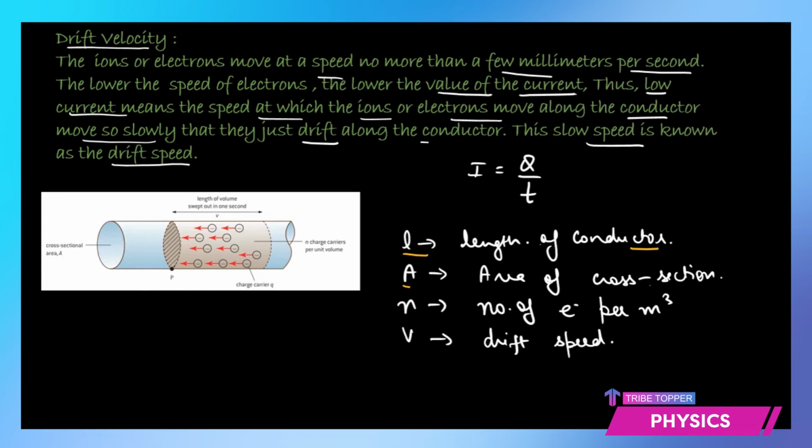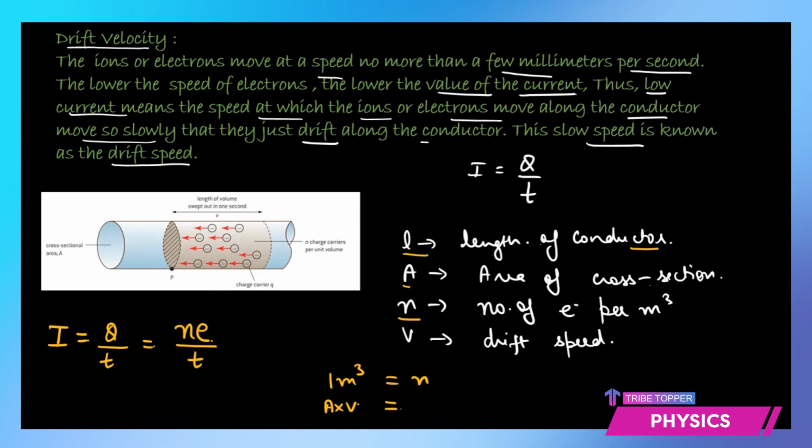Then what is the current that is flowing here in a second? That will be Q by t. So Q, the charge, is the number of electrons times the charge on one electron, upon t. Now we have to find out how much is the number of electrons in the entire conductor. In 1 meter cube, the number of electrons is n as given here. Therefore, in the total volume, that will be area into velocity.